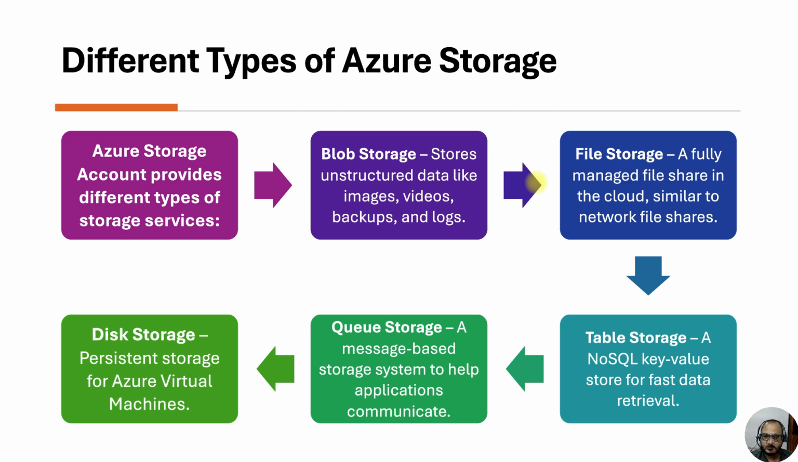Then we have table storage. It is generally a kind of NoSQL key-value store for fast data retrieval. NoSQL means there is no predefined schema, no database, and no concept of rows and columns, so you don't need to create any kind of table. Here, you store your data in a single row, and there will be multiple columns on that single row. This helps us retrieve the data faster. If you have a requirement like that, you can utilize table storage.